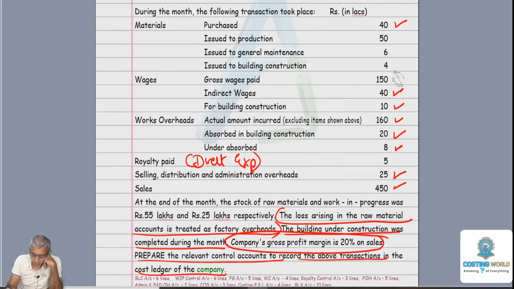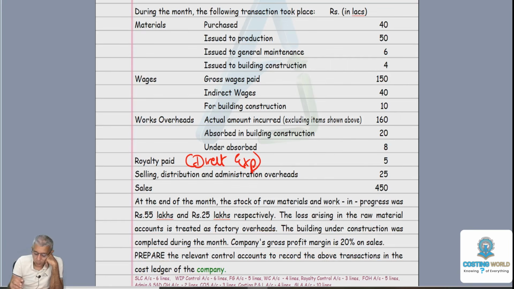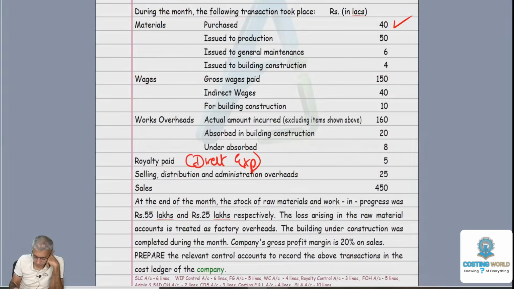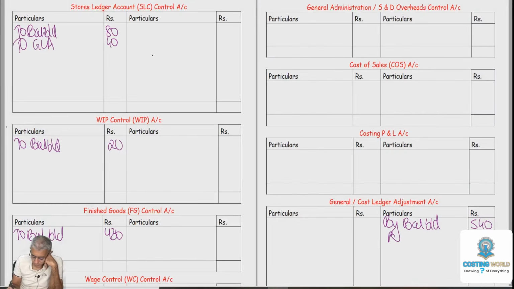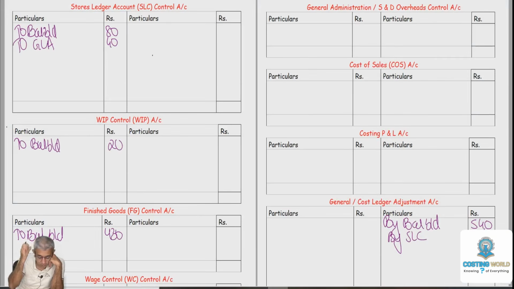Now, let's start. Be careful. We'll have to introspect many things in this particular question. Okay, we'll do it coolly. Materials purchase. So, pass your entry SLC to GLA 40. Further, issue to production 50. Can I say issue to production? That means by WIP, no? Yes. Okay. So, by WIP 50.